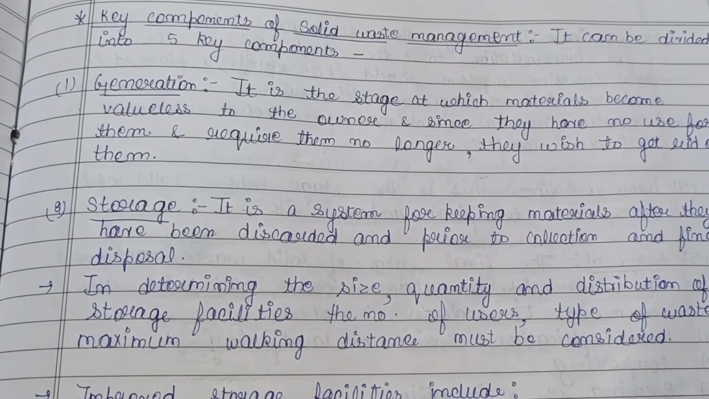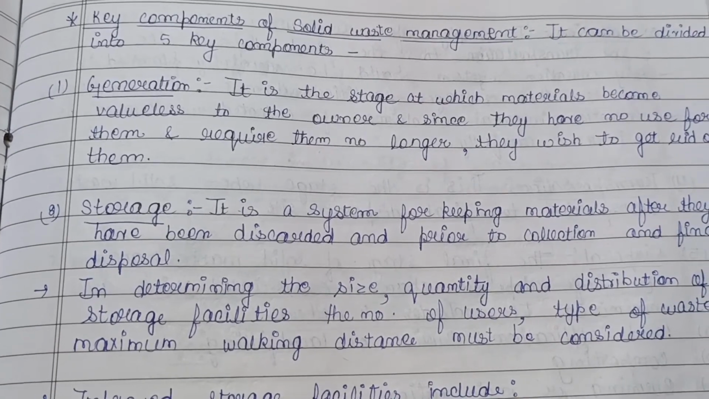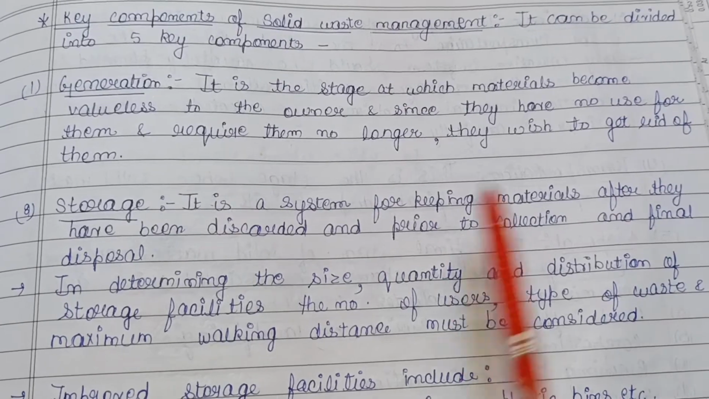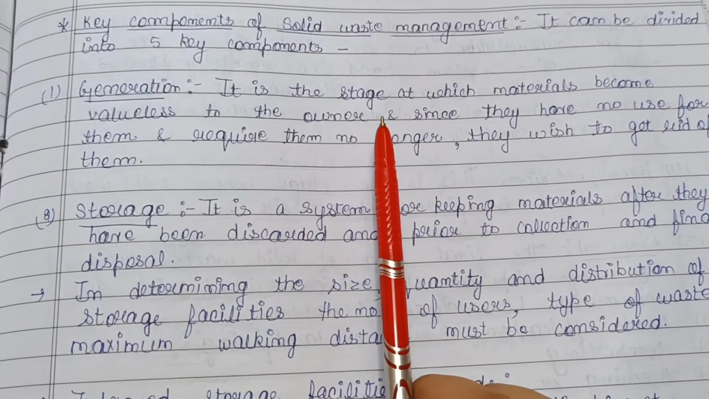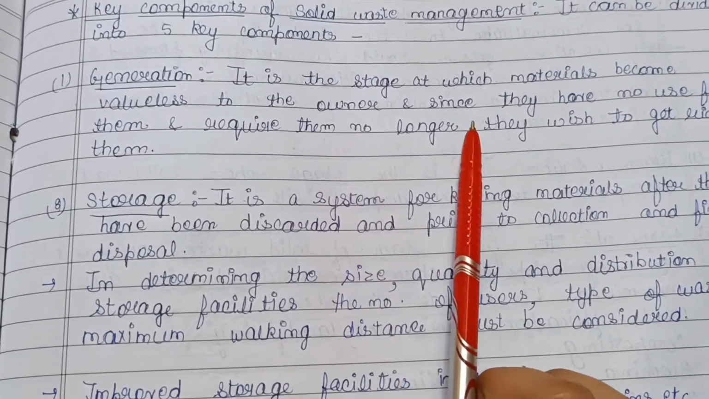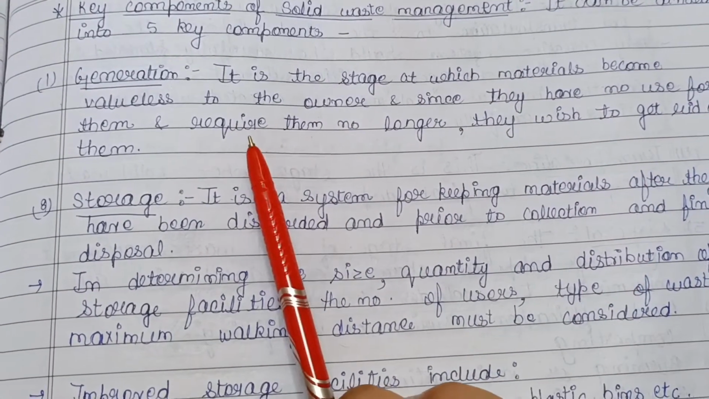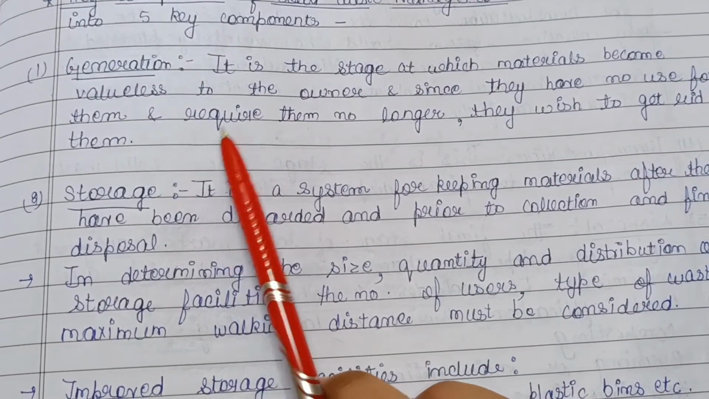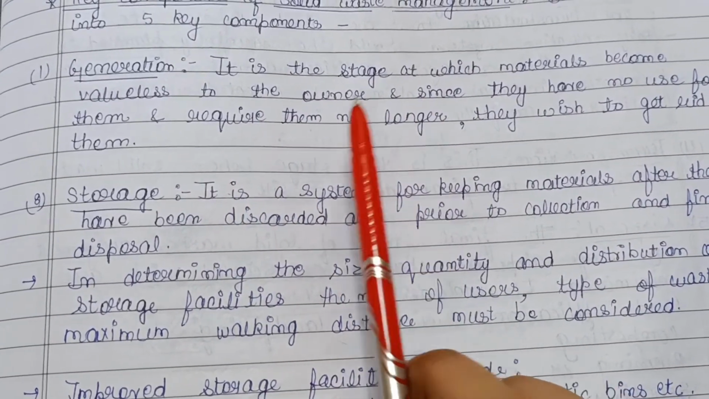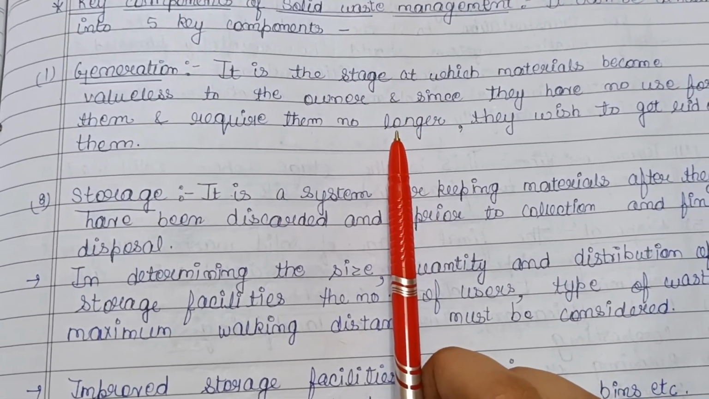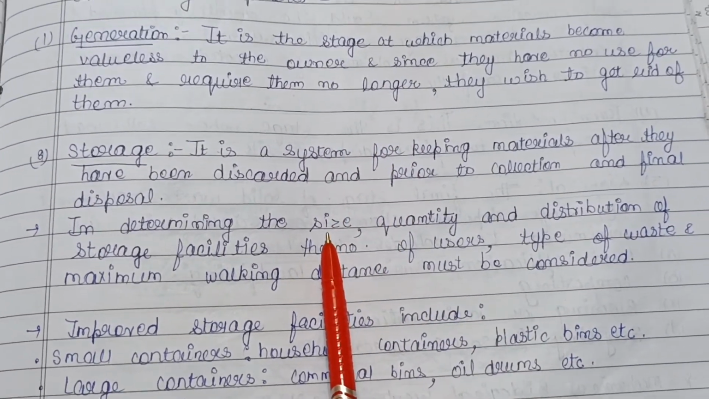So the key components of solid waste management are as follows. There are basically 5 key components. First is the generation. It is the stage at which materials become valueless to the owner. Since they have no use for them and require them no longer, they wish to get rid of that waste. That is, it is the stage at which waste is generated, of no particular use for the owner.